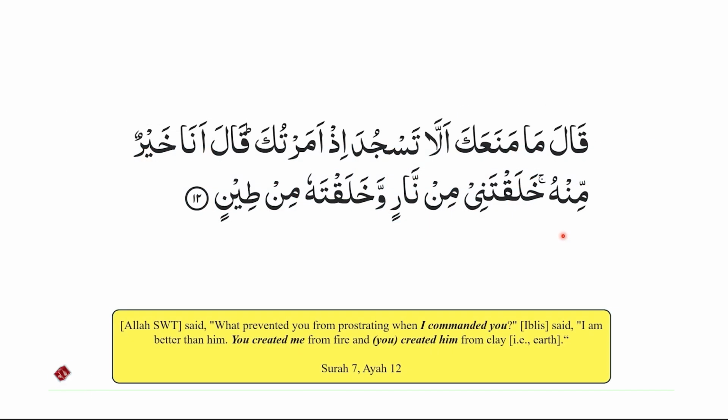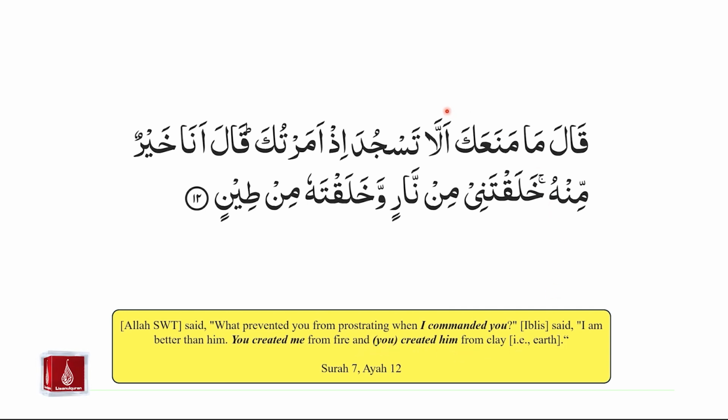In the end, let's study some examples from an ayah in the Holy Quran. It is written in Surah number 7, ayah number 12. Allah subhanahu wa ta'ala said, "What prevented you from prostrating when I commanded you?" Iblis said, "I am better than him. You created me from fire and you created him from clay."